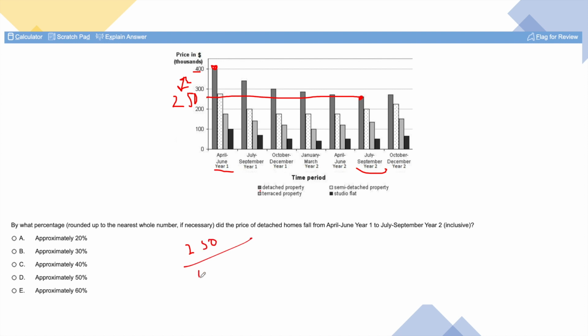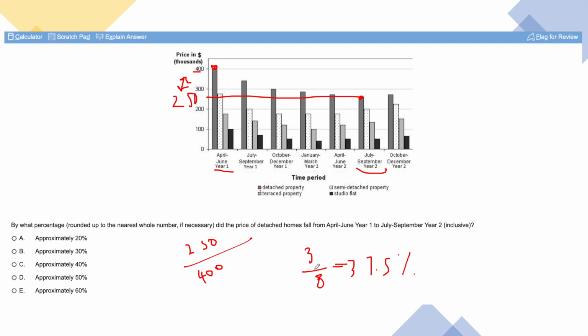Divided by 400. So all you need to do is really 25 divided by 40. Now that's equal to 5 divided by 8. 5 divided by 8 is what? So 5 divided by 8, that's a fraction, so it means it fell by a fraction of 3 over 8. 3 over 8 is what decimal? This is what you've got to learn again, so it's 37.5%. So 3 over 8 is what it fell by, which is equal to 37.5%.